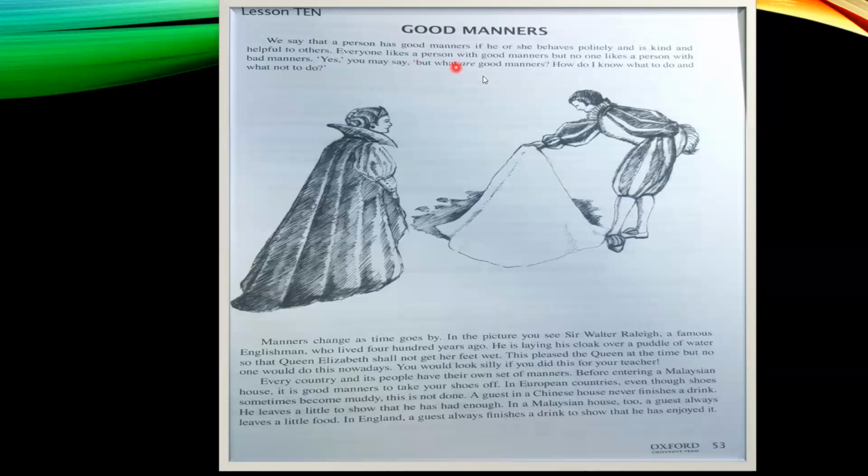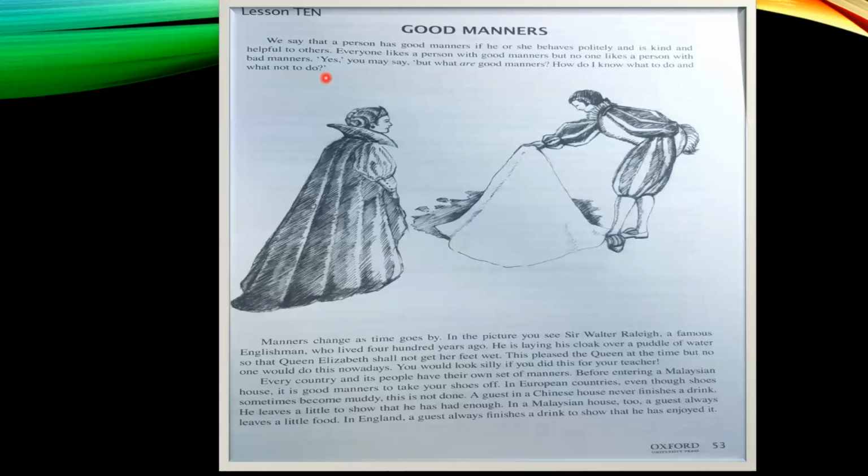Yes, you may say, but what are good manners? How do I know what to do and what not to do? Now, what are good manners, dear students? Like helping a person who has fallen to get up, giving up your seat on a bus to a man with a cane, or for example, bringing a hostess gift when invited to someone's home for a meal, or standing up when introduced to someone for the first time. That also comes under good manners.